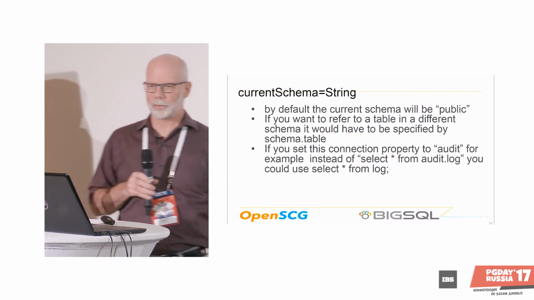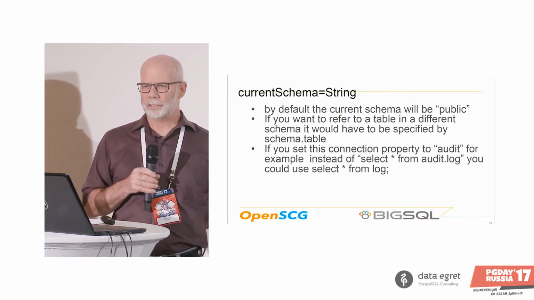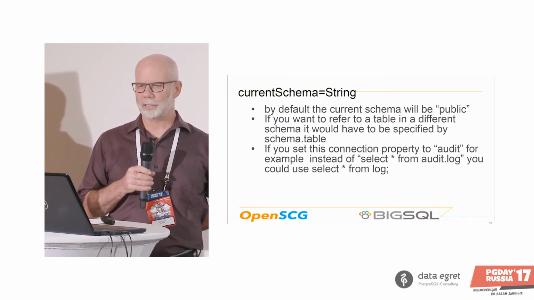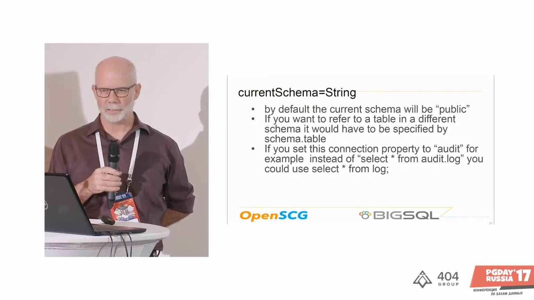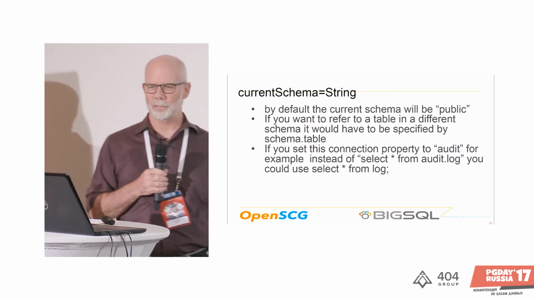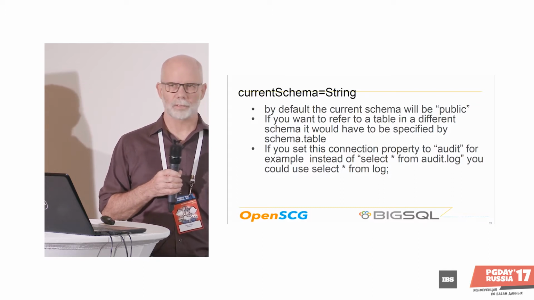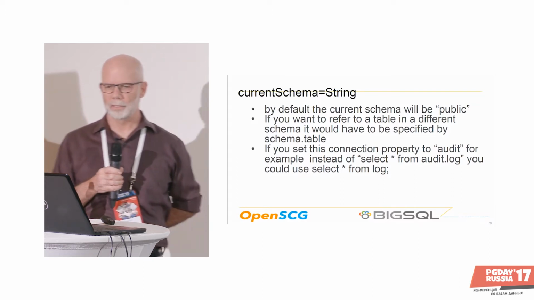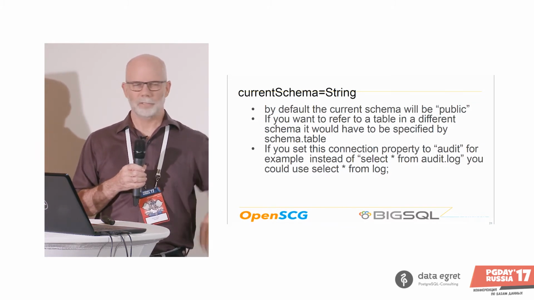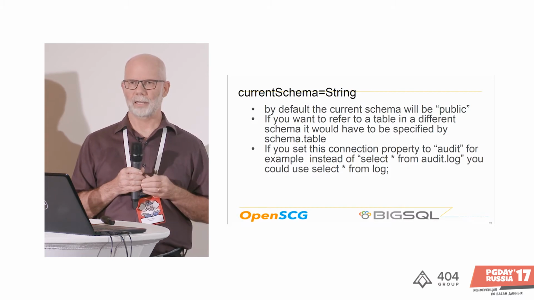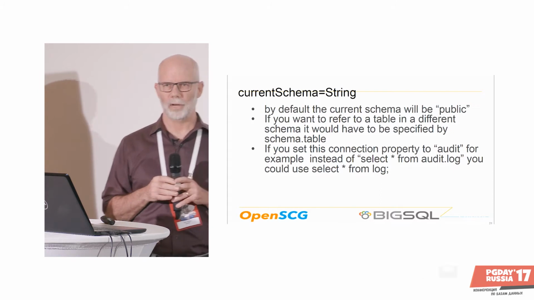Current schema equals string. By default, the current schema in Postgres is public. If you want to refer to a table in a different schema, you have to actually qualify it using schema.table. If you set this connection property to another name, it will default to that schema. So if you wanted to change the connection property schema to audit, for instance, instead of using select asterisk from audit.log, you could just say select asterisk from log, and it would automatically get it from the schema audit.